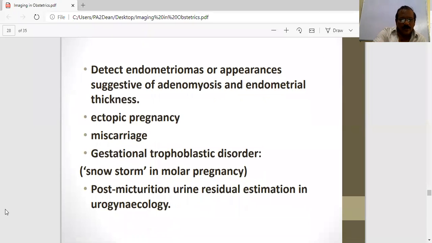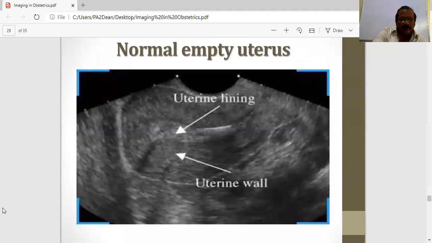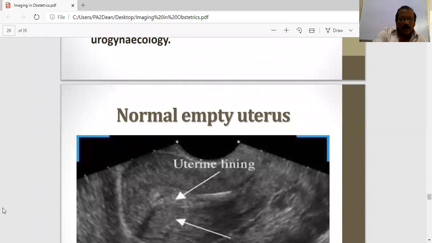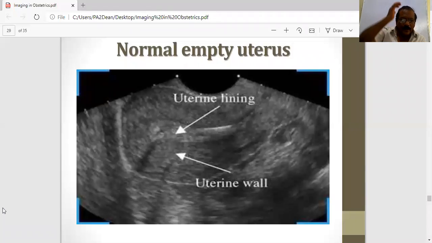Post-micturition urine residual estimation in urogynecology. That is, we do ultrasound and see the volume of urine in the bladder, and ask the patient to void the urine and come back, and we can measure the residual urine. In a normal empty uterus, there is an endometrial lining, and the thickness of the endometrium we can also measure. Where there is endometrial hyperplasia, we can assess it by ultrasound.